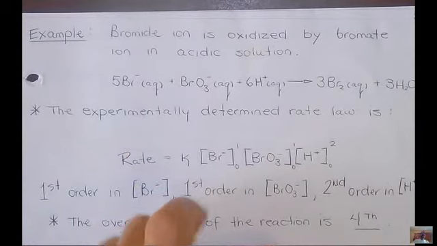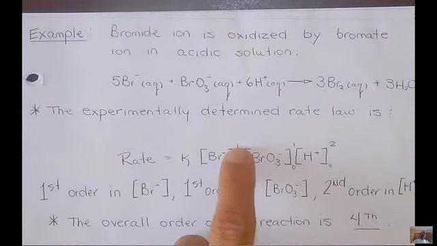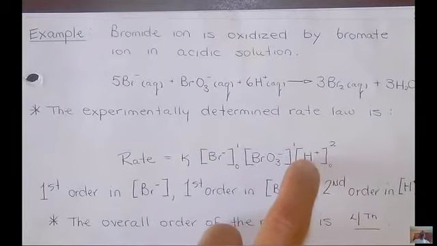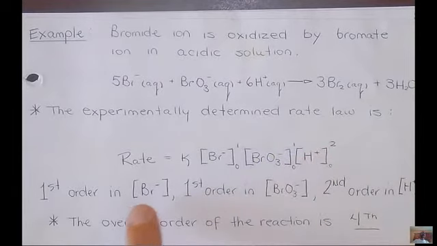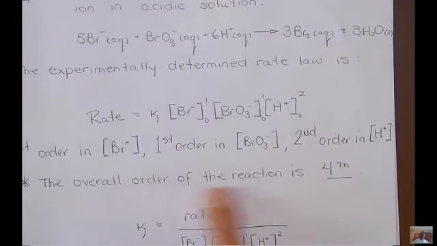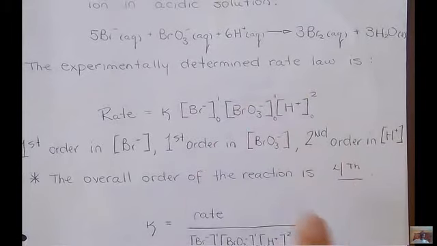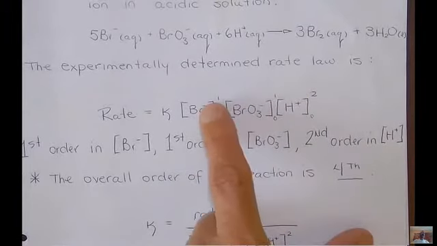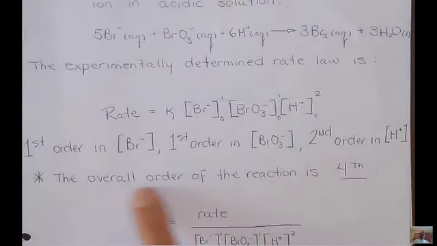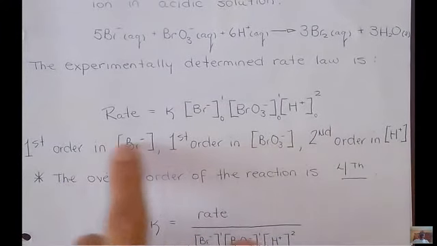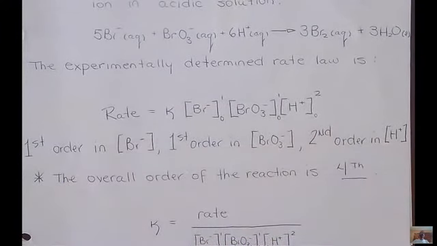We were given them. You're told that it's first order in bromide, first order in bromate, and second order in hydrogen ion. So the first question, what's the overall order? Well, that's easy. 2 plus 1 plus 1 equals 4. You just add up the exponents. The overall order for this chemical reaction's kinetics, or its rate, is 4th order.